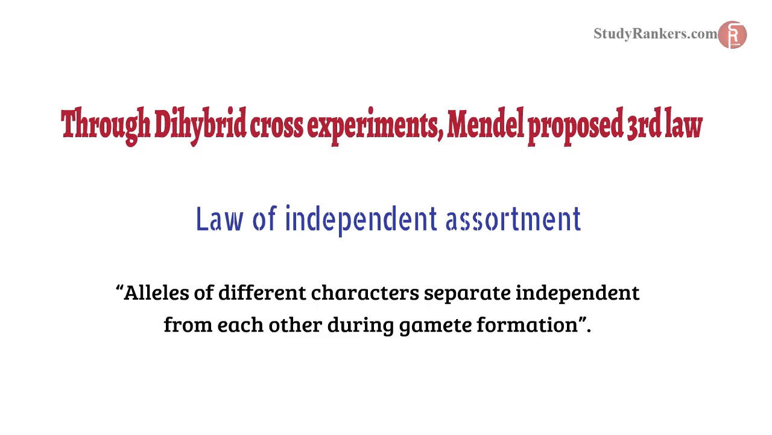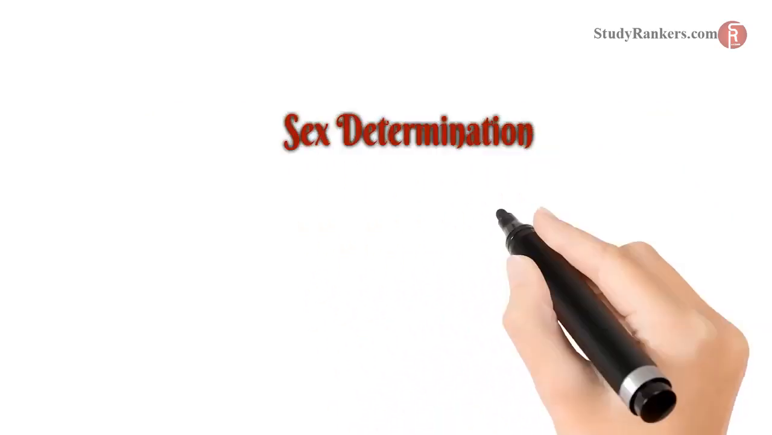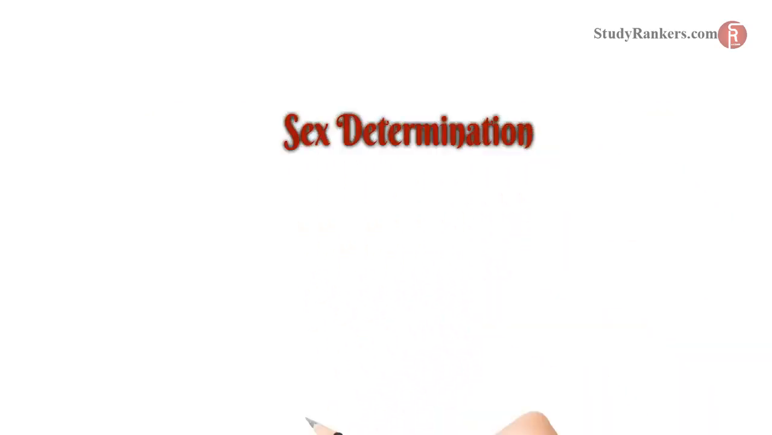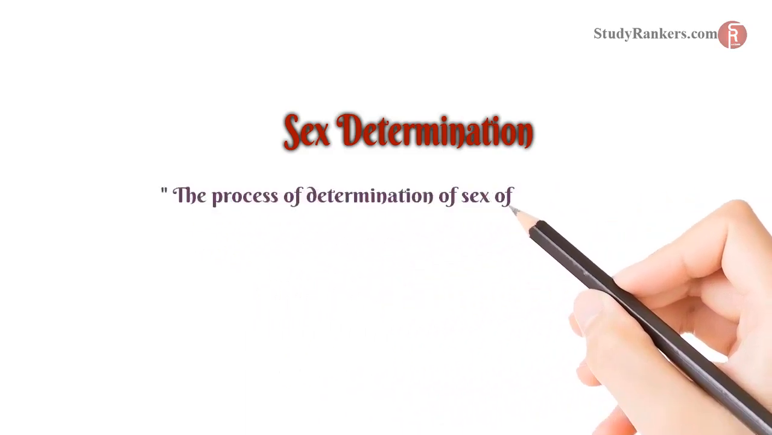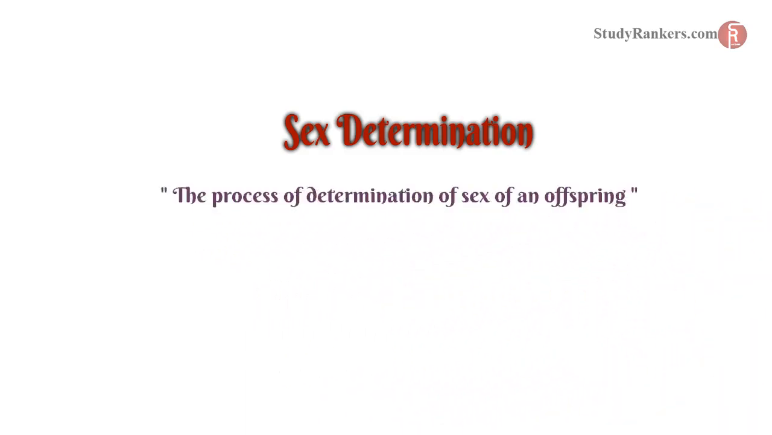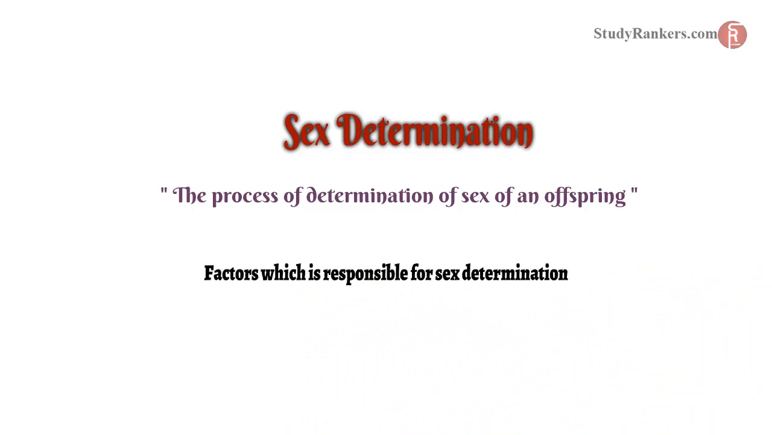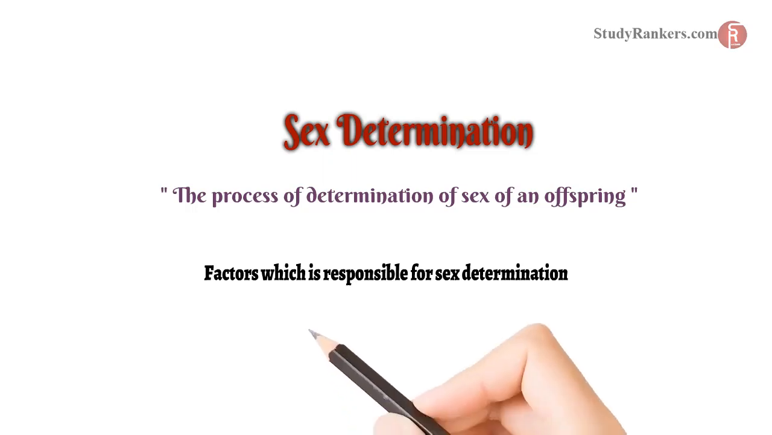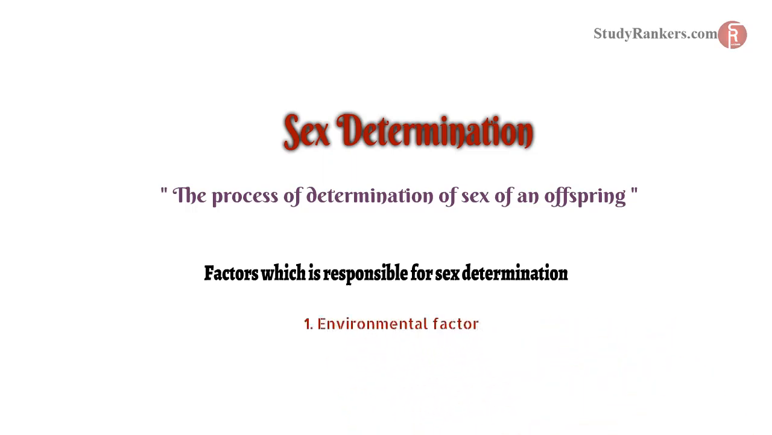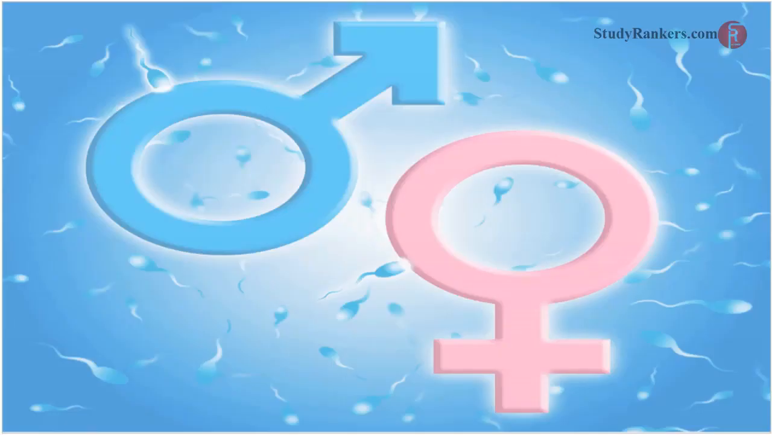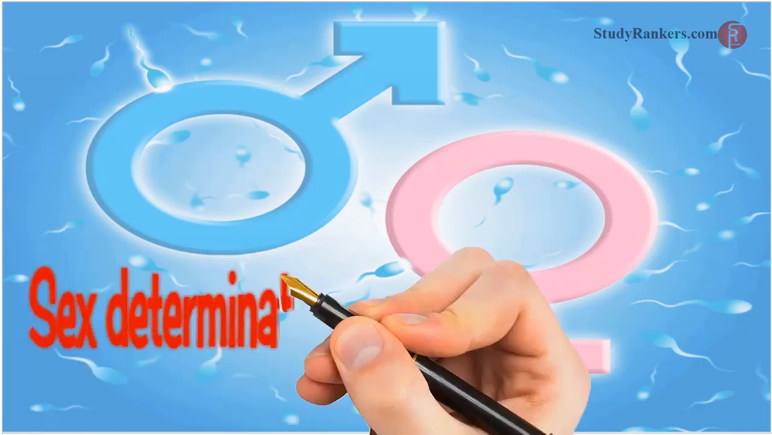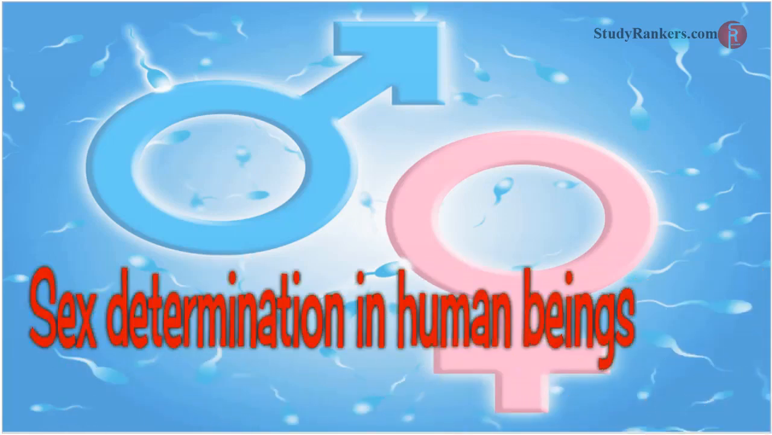Now, the next topic is sex determination. Sex determination is the process of determination of sex of an offspring. There are several factors which are responsible for sex determination. The first one is environmental factor and the second one is genetic factor. Now, at last we are going to study about sex determination in human beings.